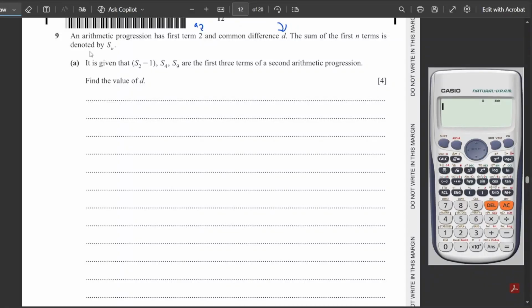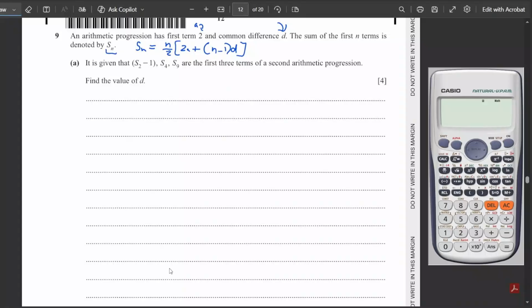And then they say that the sum of the n terms, so it could be the sum of the first 2 terms, first 3 terms, first 5 terms, first 11 terms, that's basically given to you by this S of n. And you could also find this S of n, it has a formula for arithmetic progression. There's a formula for the sum of the first n terms, that's basically equal to n over 2 times (2a plus (n minus 1)d).